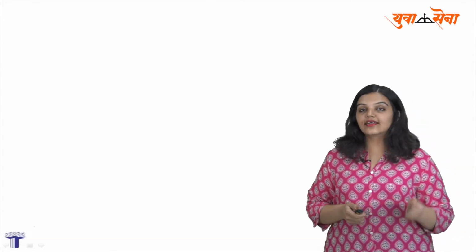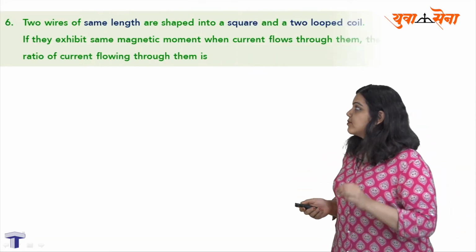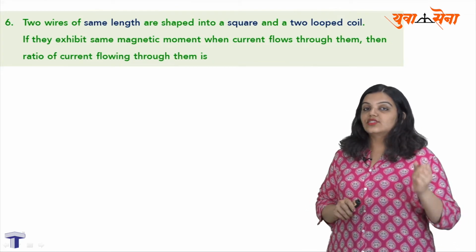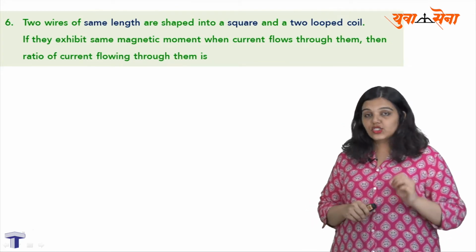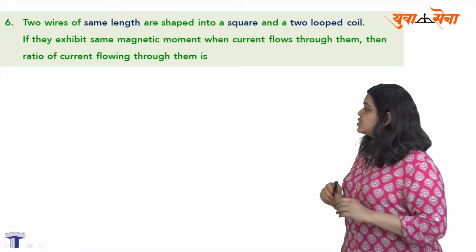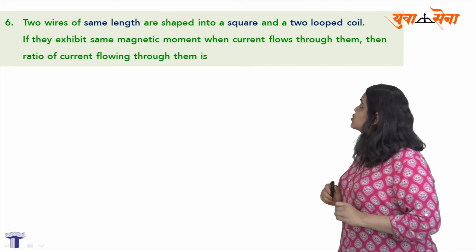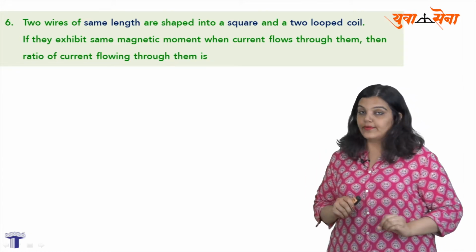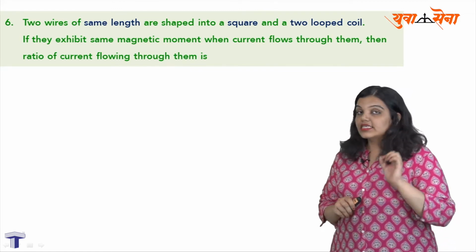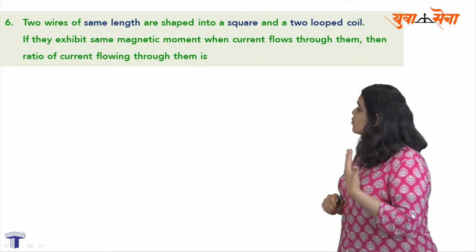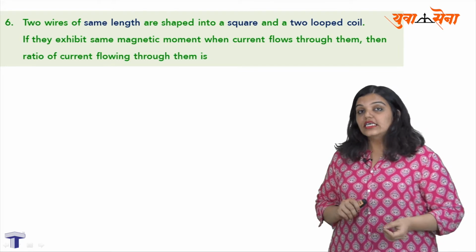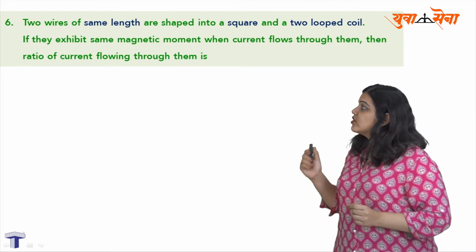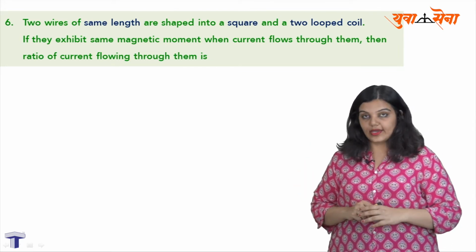Hello everyone. Let's move on to question 6 of the mock test for CET. Let's read the question quickly. The question says that we have two wires of same length and they are shaped into a square and a two-looped coil. If they exhibit the same magnetic moment when current flows through them, then what is asked is what would be the ratio of the current flowing through both these wires.